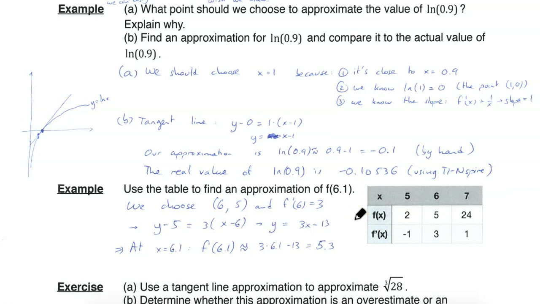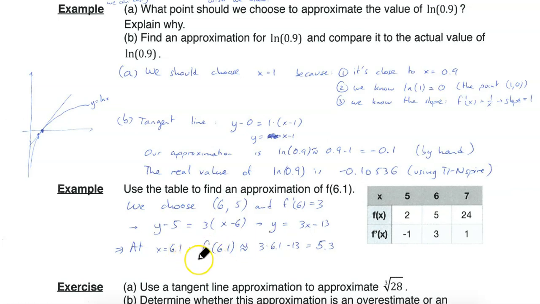So I'm going to choose x equals 6 as my anchor point. And why I choose that is that 6 is the closest to 6.1. So I know the point is the point (6, 5). I also know the slope at x equals 6. The slope is equal to 3. So I can build a tangent line, which will be y minus 5 equals the slope times x minus 6. So my tangent line is y equals 3x minus 13, and that tangent line is going to be a reasonably good approximation of what f of 6.1 is. Maybe it's not, but that's the best we can do.